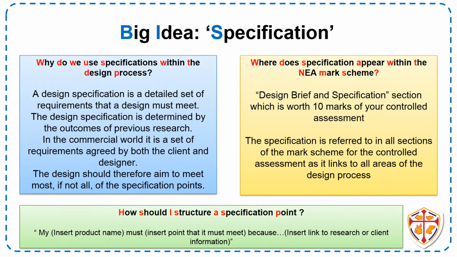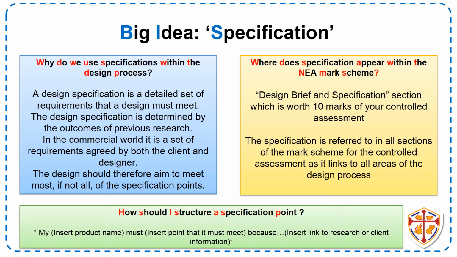Big idea: specification. So let's look a little bit further at the specification. Why do we use specifications within the design process? Because remember, we don't just use specifications within controlled assessments, but we also use them in the real world. A design specification is a detailed set of requirements that a design must meet. The design specification is determined by the outcomes of previous research.